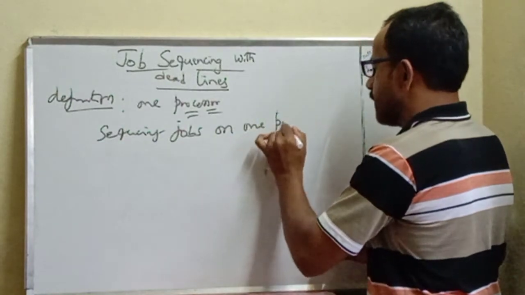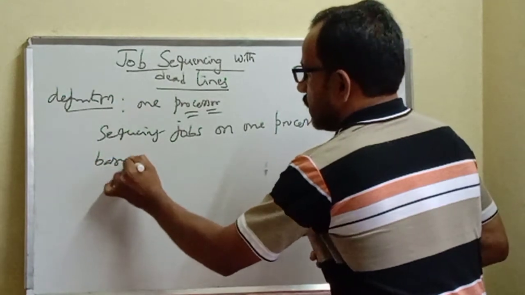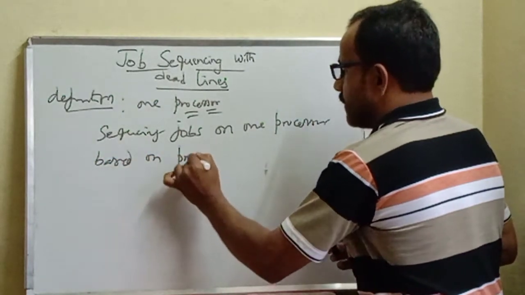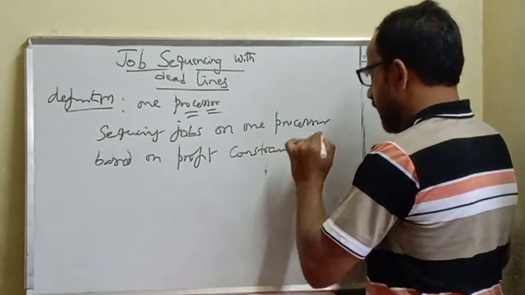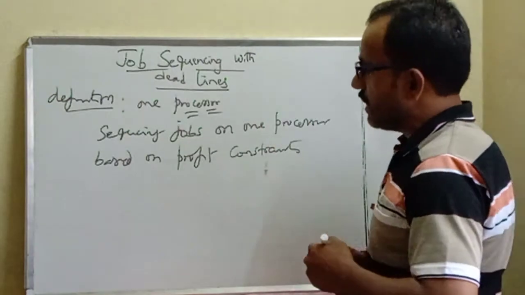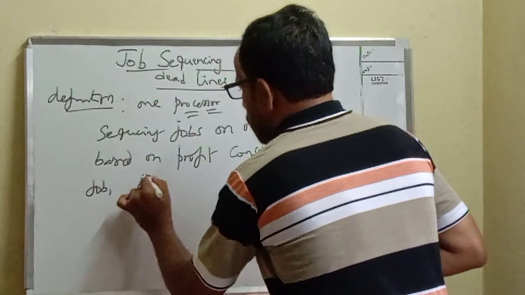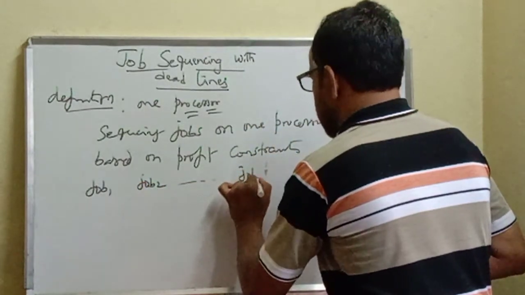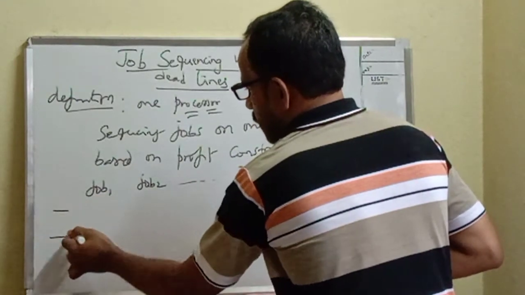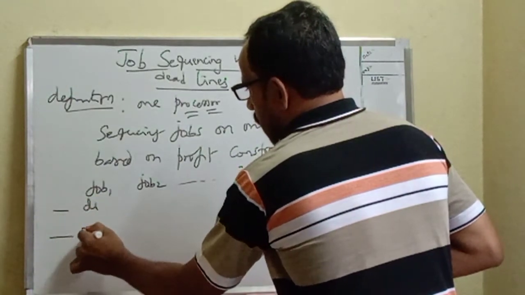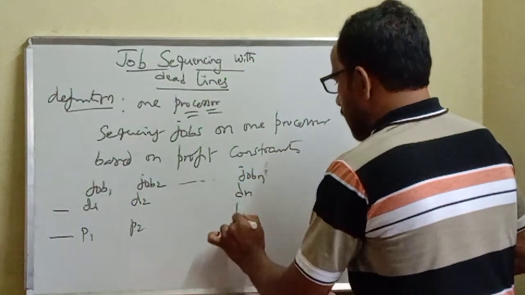Here we have only one processor. Sequencing jobs on one processor based on the profit constraint. Here the constraint is profit, because if you observe the input for job sequencing with deadlines, the jobs are like this: job 1, job 2, so on up to job n. These are n given jobs, and each job is associated with two values: one is the deadline, another is the profit. So D1, P1, D2, P2, so on Dn, Pn.